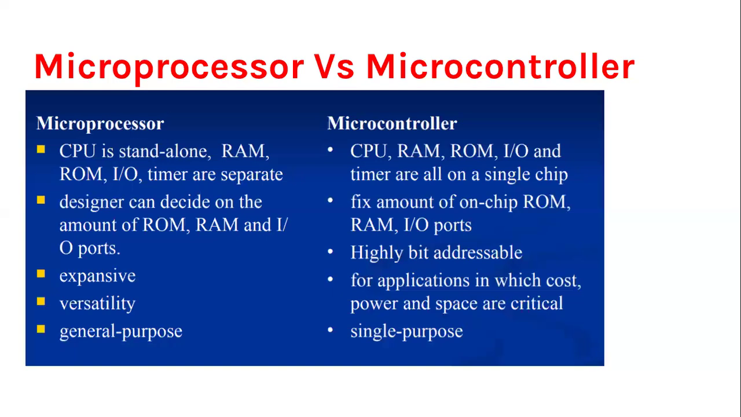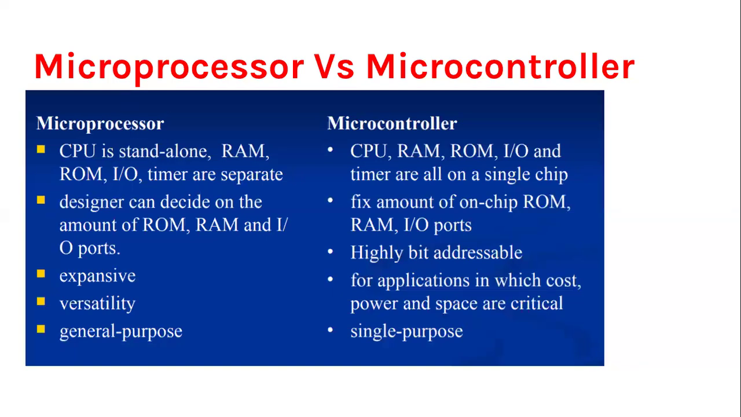The next one: you build microprocessor-based systems, that is your choice. Extend the RAM, ROM, and IO ports. But in a microcontroller, these are all fixed. Compared to a microcontroller, the microprocessor is expensive based on the cost, because it has a lot of applications. That's why it is expensive. The microcontroller is very cheap, because it is available in the market for around 100 rupees.